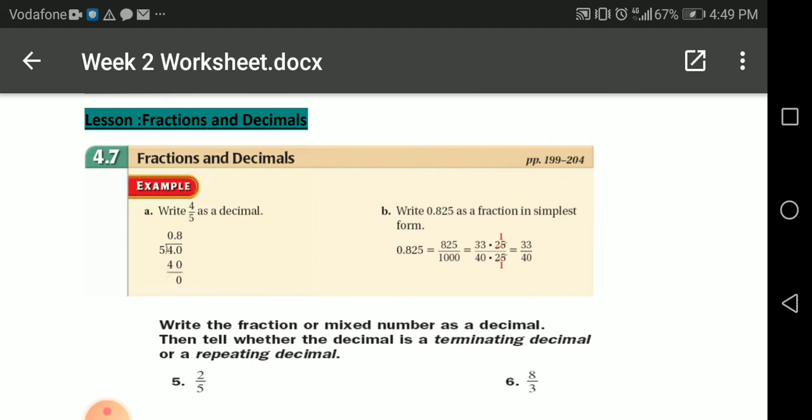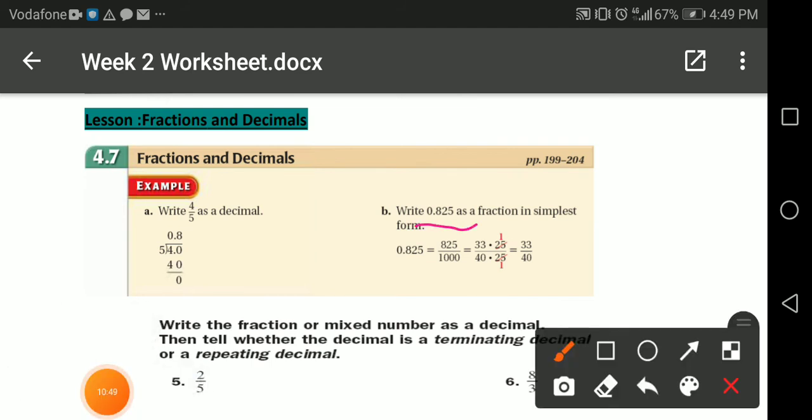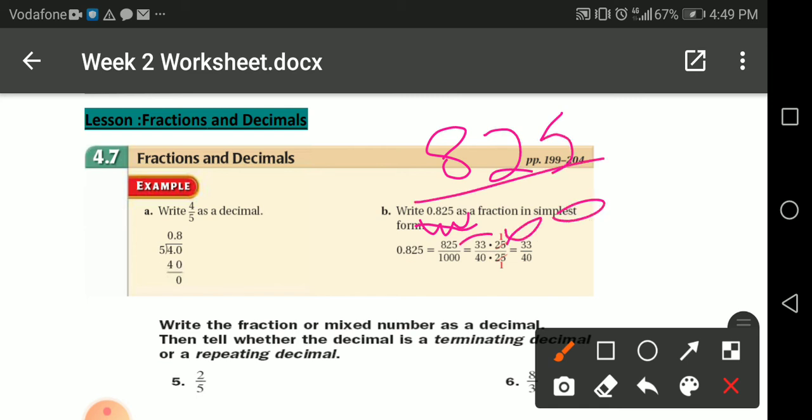If I give you another one, 0.825, and he wants me to write it as a fraction, it is very, very easy. How many decimal places do we have? 1, 2, 3. So it would be 825 over how many zeros? 1, 2, 3 also, and the 1. So it would be 825 over 1000.